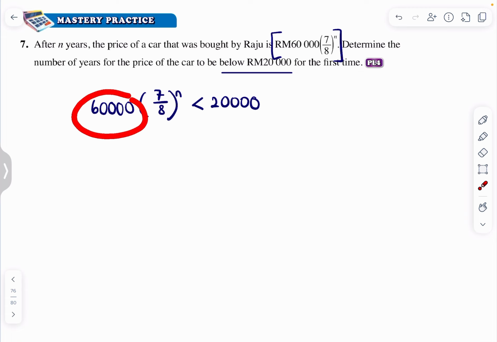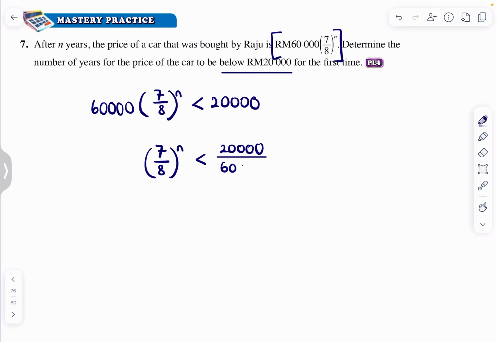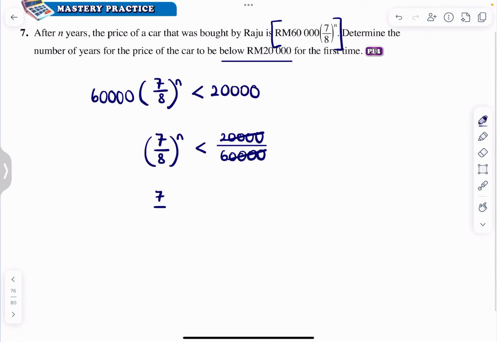So let's bring 60,000 over here. (7/8)^n is less than 20,000 over 60,000. So we can cancel off all the zeros. So (7/8)^n is less than 2 over 6, which reduces to 1 over 3.